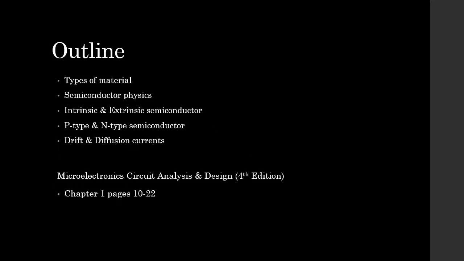First up, we've got types of material, followed by some semiconductor physics, intrinsic and extrinsic semiconductor, P and N type semiconductor, and we're going to end off with the phenomenon of drift and diffusion currents. Now, please refer to your textbook, Chapter 1, pages 10 to 22, and remember that anything said or done in this lecture can and may be used as a question against you in your test or examination.